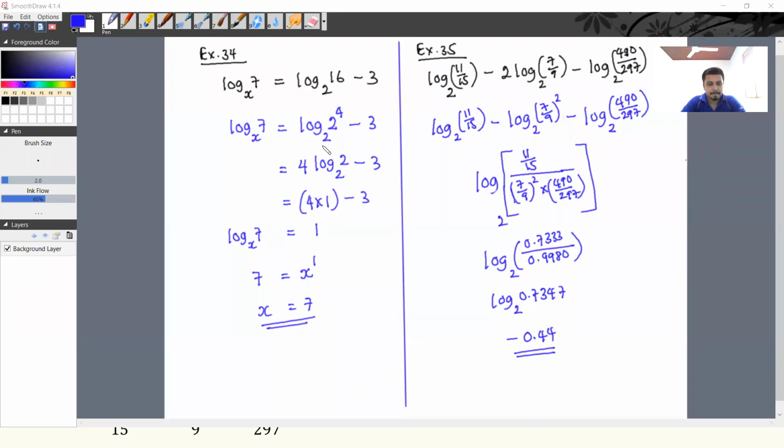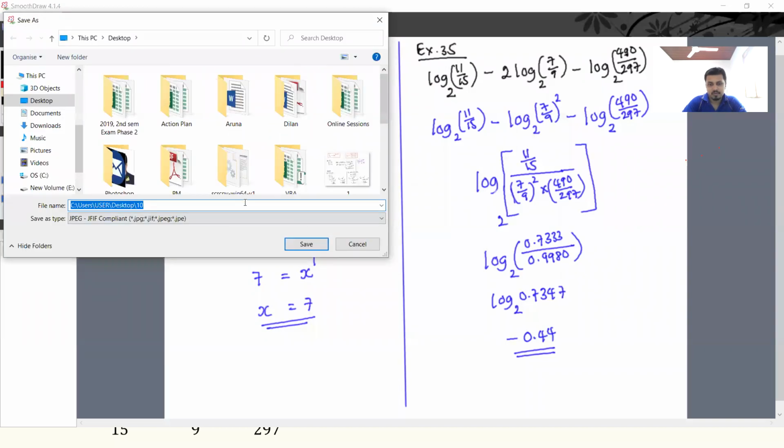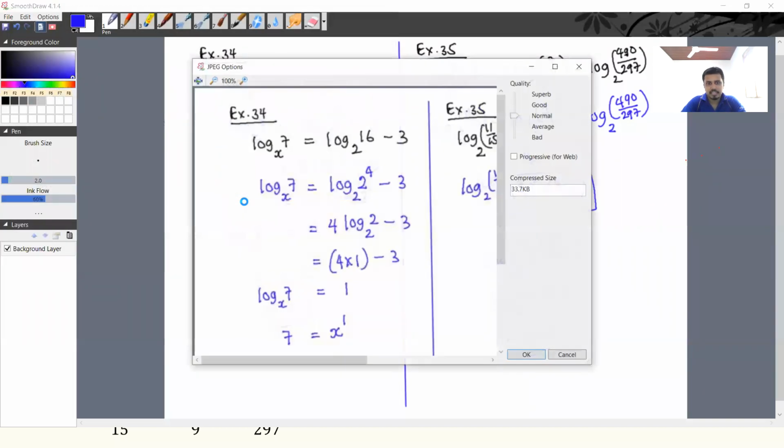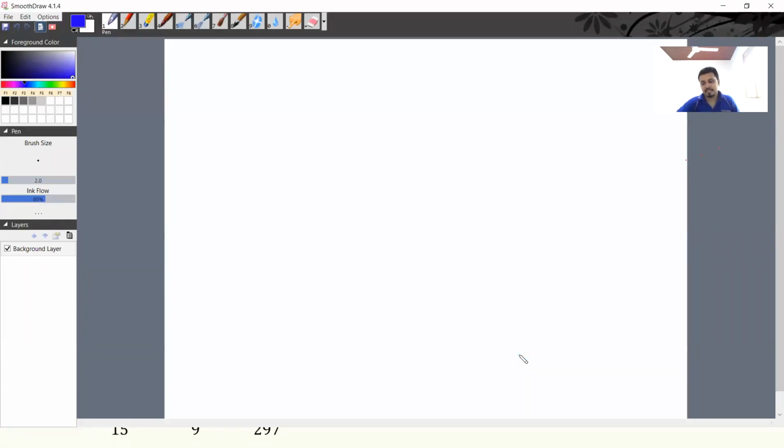Okay. We'll take 3 examples which will be easier than this. So we have done some of the complex sums. Example number 36.